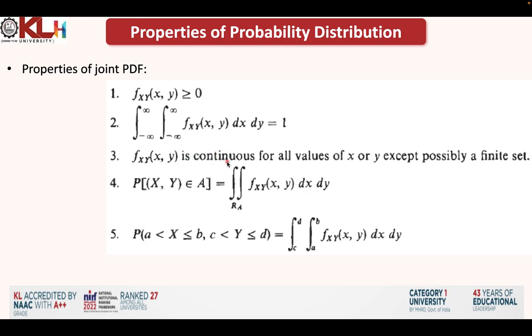It's a continuous function, and the probability of X and Y defined over a given event is the integration of the PDF over that event space. And similarly, if X and Y are between some values a, b, c, d, defined like this, you integrate the joint PDF over the ranges a, b, and c, d. So it's now a double integration.